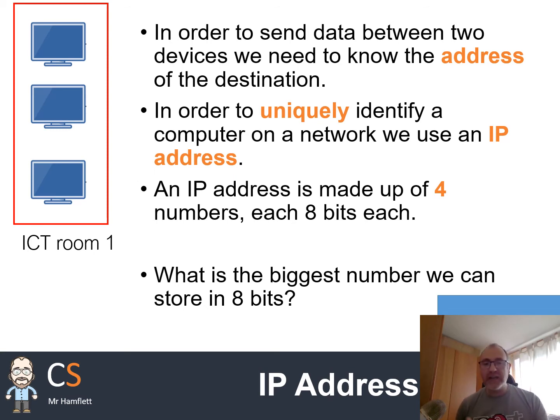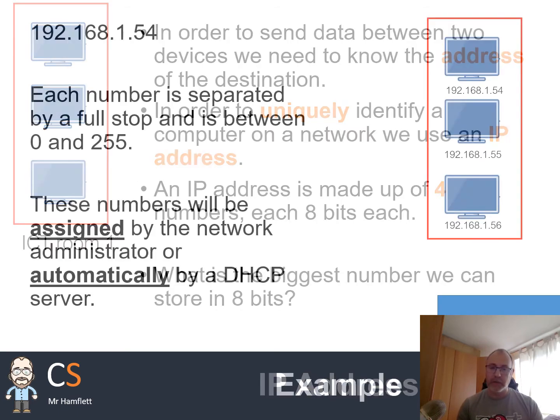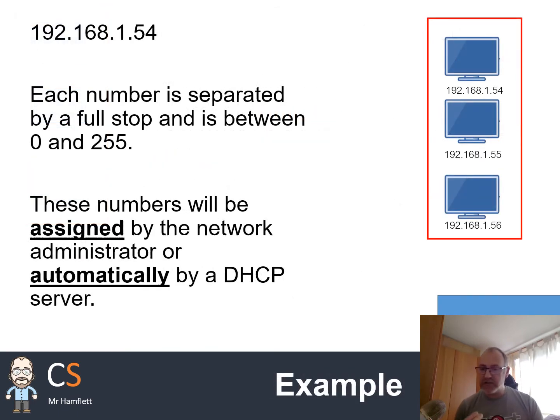So in order to uniquely identify a computer, we'll use something called an IP address. Now, an IP address is made up of 4 numbers. Okay, each number is 8 bits long. Okay, so it's made up of 4 numbers, and each number is 8 bits. Now, coming back to your binary, if I wrote 8 ones down, so 1 1 1 1 1 1 1 1, 8 ones, what number would that be in binary if I turned it into denary? So the biggest number we can store in 8 bits is 255.